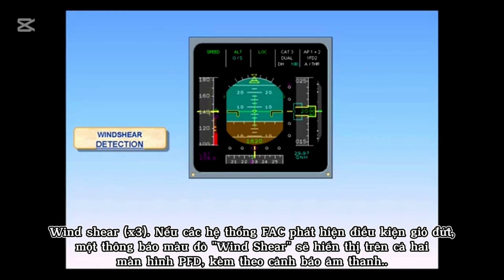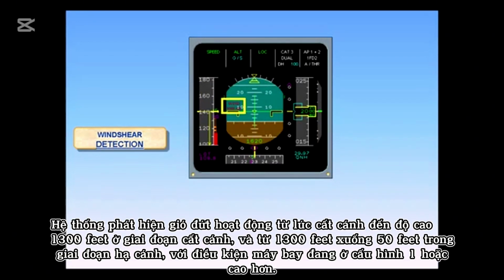Wind shear, wind shear, wind shear. If the FACs detect wind shear conditions, a red wind shear message is triggered on both PFDs, along with an oral warning: wind shear, wind shear, wind shear. Wind shear detection is available from liftoff to 1,300 feet at takeoff, and from 1,300 feet down to 50 feet during landing, provided the aircraft is in configuration 1 or higher.